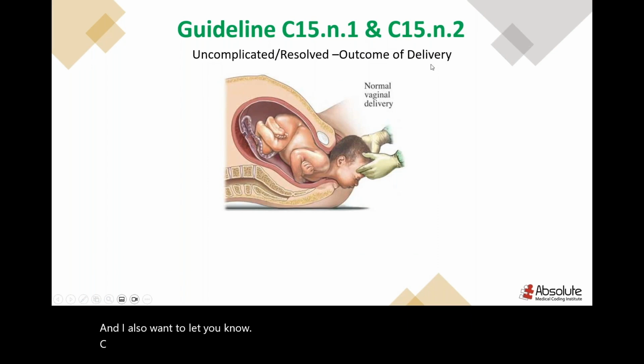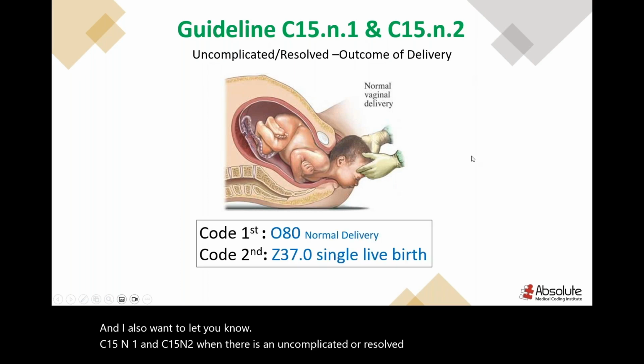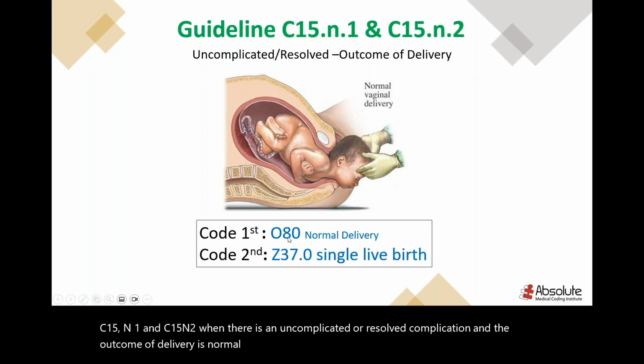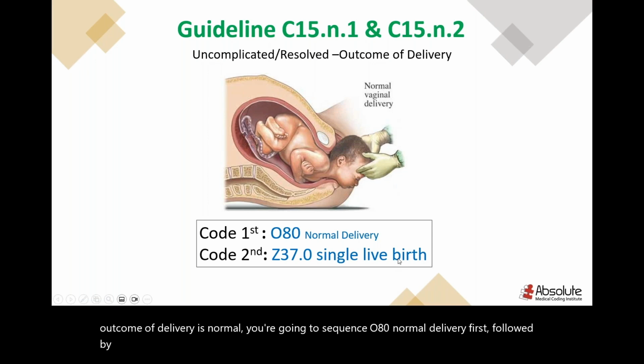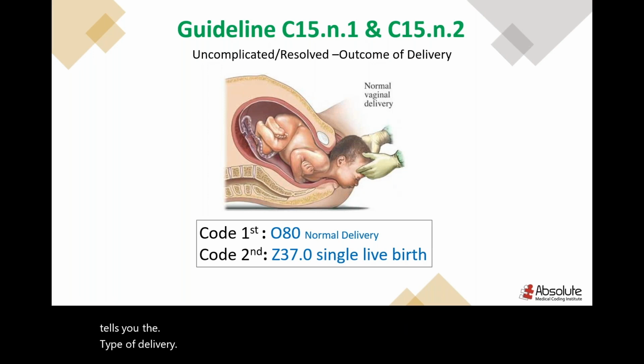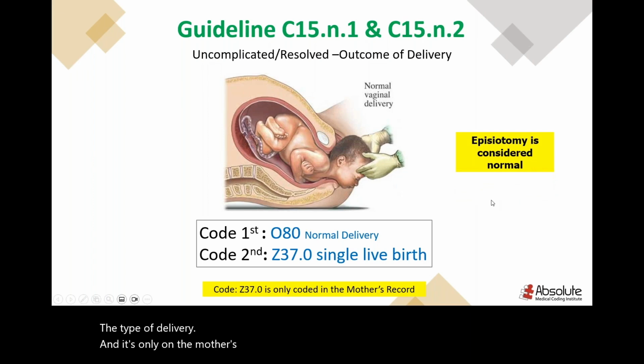C15N1 and C15N2: when there is an uncomplicated or resolved complication and the outcome of delivery is normal, you're going to sequence O80, normal delivery, first, followed by your single live birth code. This is for the mom's record only, and it just tells you the type of delivery. It's only on the mother's record. And don't confuse it with Z38.00.